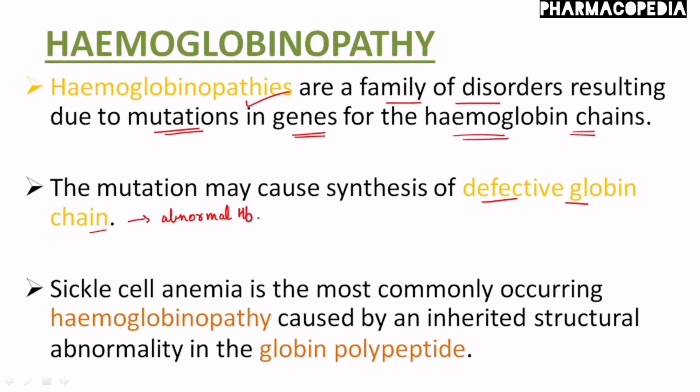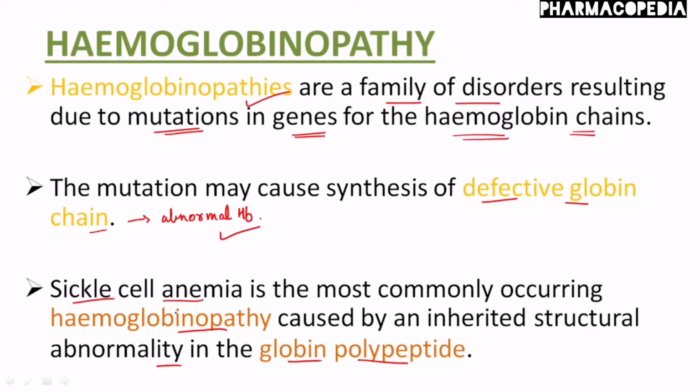I hope this is clear, dear students. What actually happens is there is a mutation in the genes for the hemoglobin chains that ultimately results in the synthesis of defective globin chains, resulting in abnormal hemoglobin. So sickle cell anemia is one of the most commonly occurring hemoglobinopathies that is basically caused by the structural abnormality in the globin polypeptide, which we'll be discussing later on in the lecture.